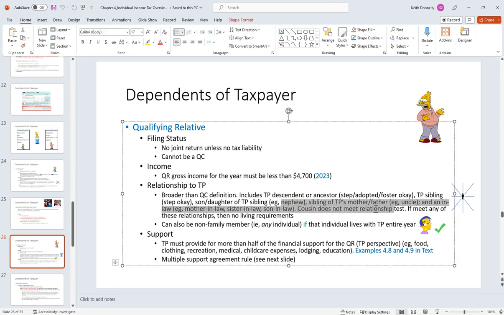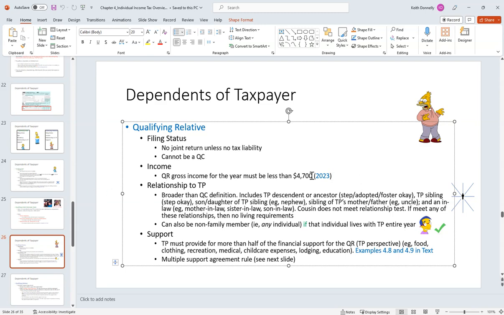Again, the cousin doesn't meet the relationship test from this little prong. However, here's the interesting thing: you can meet this relationship test if you live with the taxpayer, Homer, for the entire year. So in other words, Milhouse is not related to Homer in any way, but he still meets the relationship test if he lives with Homer for the whole year. So that's a little bit tricky, right?